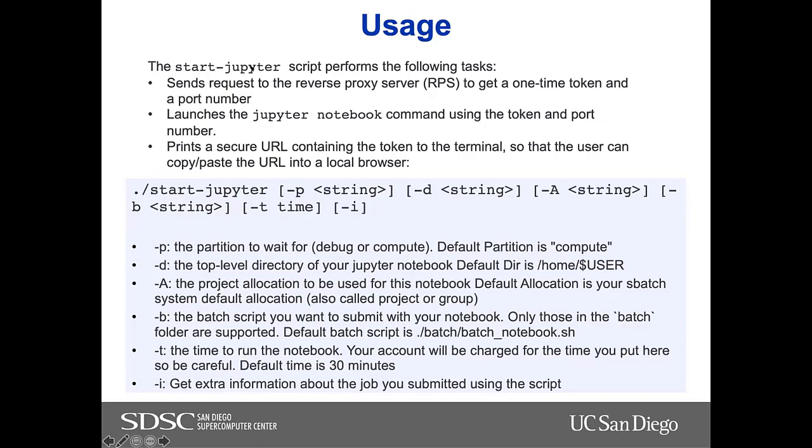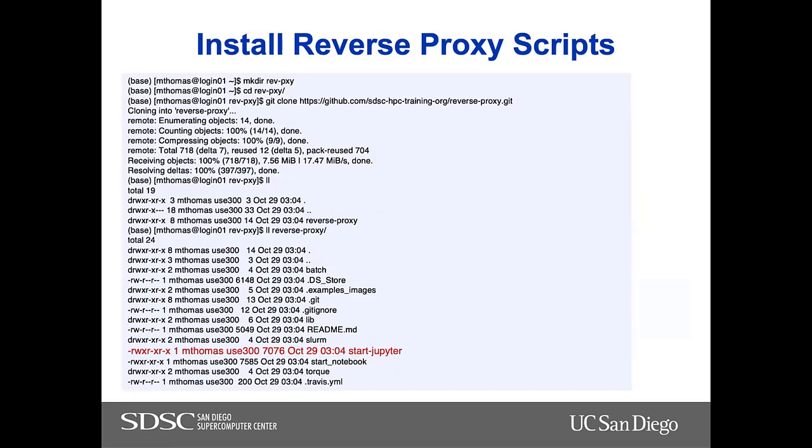The start Jupyter script is what you're going to run. You'll check it out and clone it from the repository. And you have arguments. You can tell it the partition you want, what directory you want it to start in, the project allocation, the batch script, do you want to use Notebook or Jupyter Lab? Right now, you have to tell it a little more explicitly, but we're working on improving that part of the user interface, how long you want it to run, and you can get extra information about the job as we build the script and submit it.